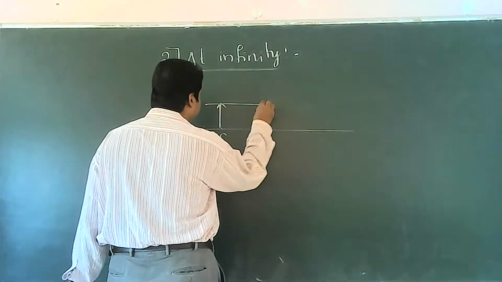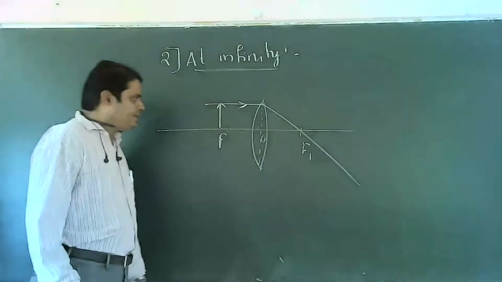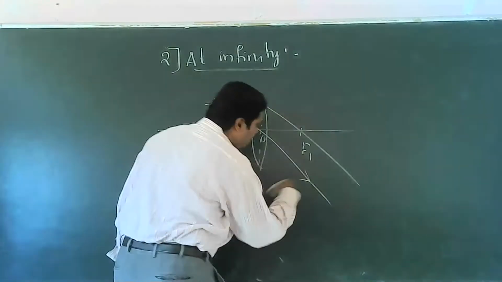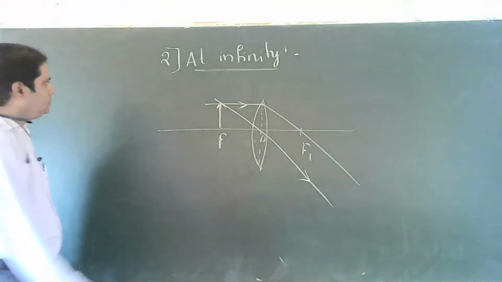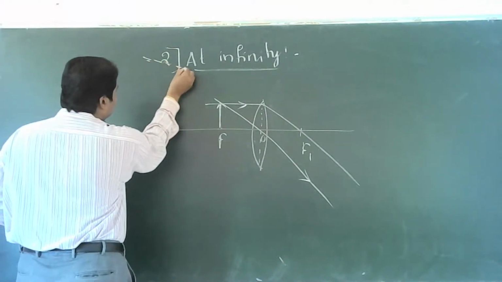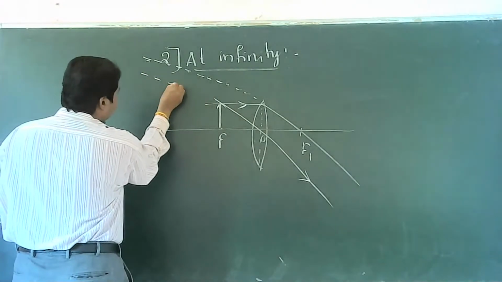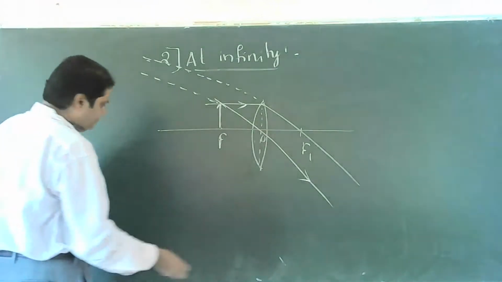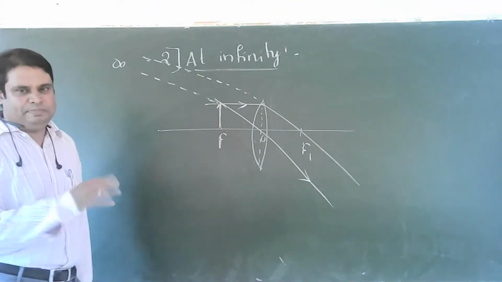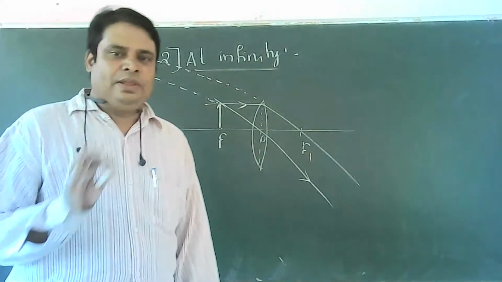Okay, let us consider the first ray as usual through the second principal focus, and a second ray through the optical center. If you check, what we have, the image is formed at infinity. Please remember, it is a very simple diagram. Okay, no problem. Here, magnification, let's write directly.